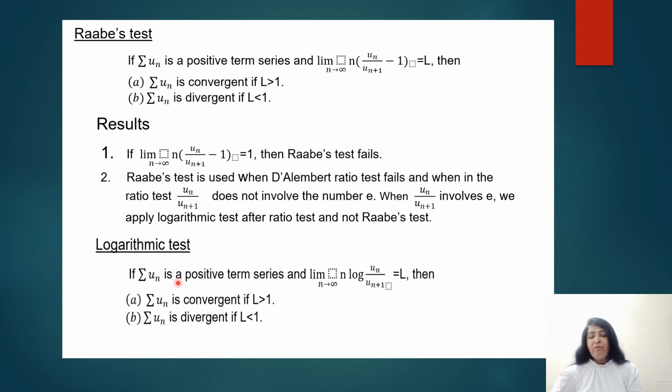Next you have the logarithmic test. Again, if un is a positive term series and you have the term n log of un upon un plus 1, limit n approaches infinity. Now if this is equal to L, then the same conditions are there as in Raabe's test. Your positive term series will be convergent if L is greater than 1 and it will be divergent if L is less than 1.